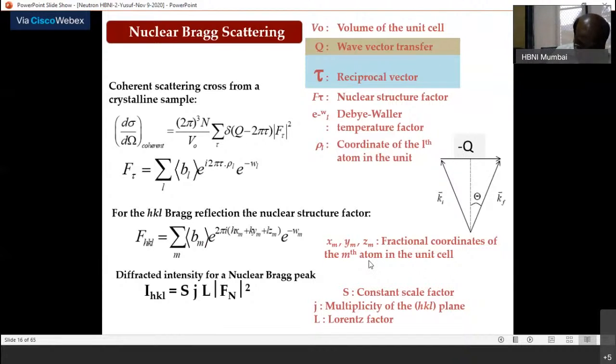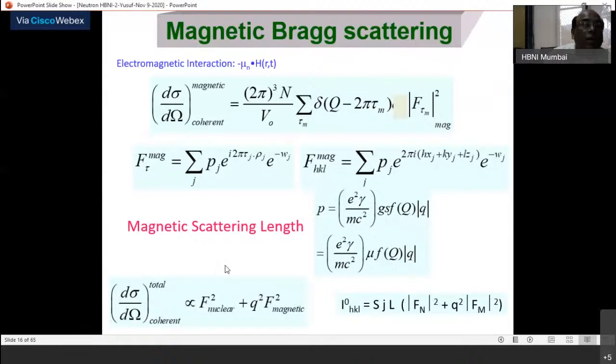Okay. Now I am saying this with regard to scattering between neutron and the nucleus. Now look here. If the sample is magnetic, my b has been replaced by p. This is the magnetic scattering length p. So it is almost similar. As you see, earlier it was the structure factor, the nuclear structure factor. Now you have the magnetic structure factor. Otherwise it is the same. Okay.